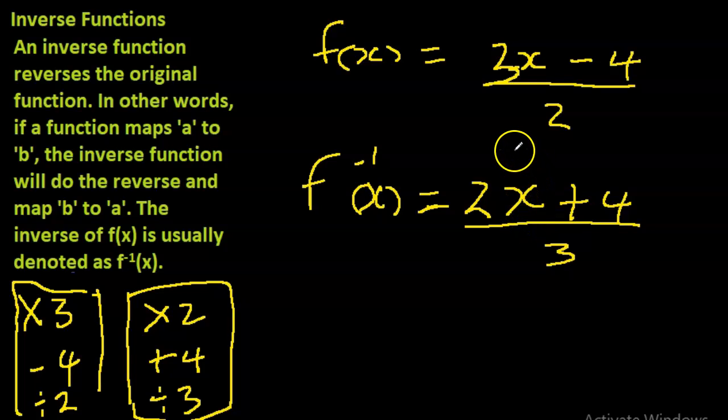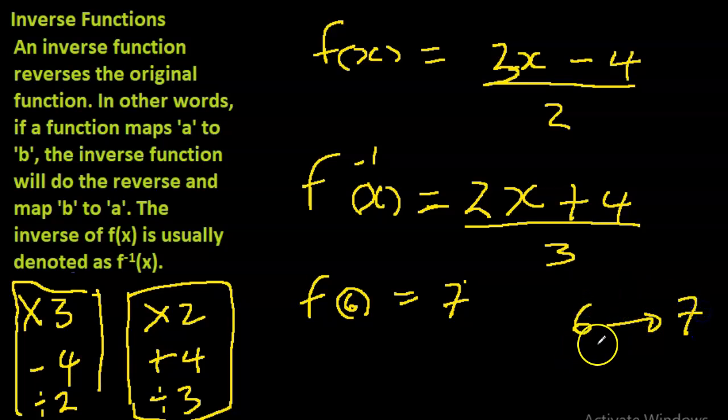Alright? In other words, if I ask you to find f of, say, 6, for example, f of 6 would be 3 times 6, which is what? What's 3 times 6? 18. 18 minus 4, that's 14. 14 divided by 2, that's 7.